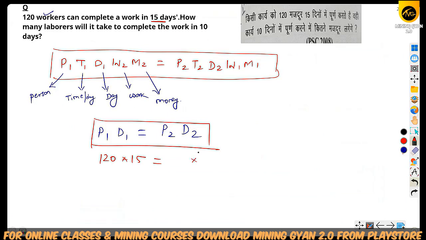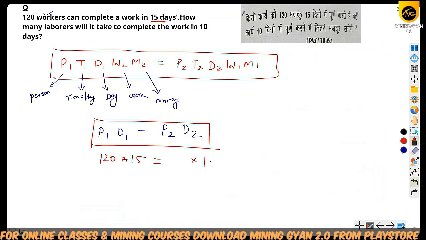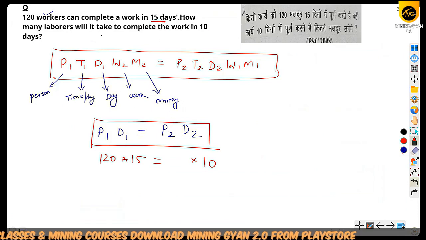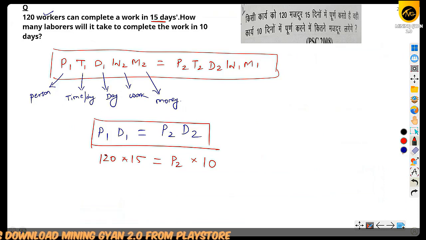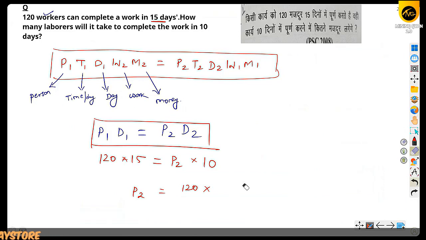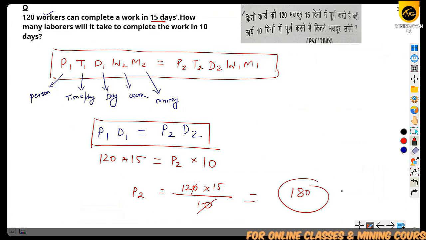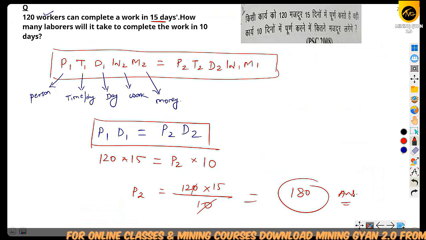So basically the number of days in second portion is 10, and the question is how many labors will it take to complete the work. So we have to find out the person 2, number of person 2. So just P2 is equals to 120 into 15 and divided by 10, right? So 0 0 cancel, 15 into 12, that means 180. So 180 persons.